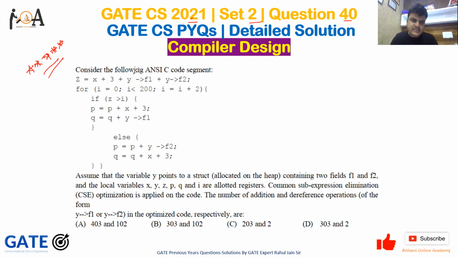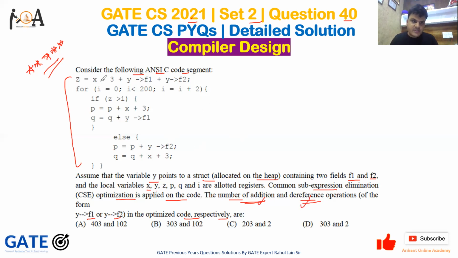So the question here is, consider the following ANSI C code segment. This is the ANSI C code segment given to you, and assume that variable y points to a struct allocated on the heap containing two fields f1 and f2, and local variables x, y, z, p, q, and i are allotted registers. Common sub-expression elimination (CSE) optimization is applied on the code. The number of additions and dereference operations of the form y->f1 or y->f2 in the optimized code respectively are. So we need to answer the number of additions and the number of dereference operations on this.